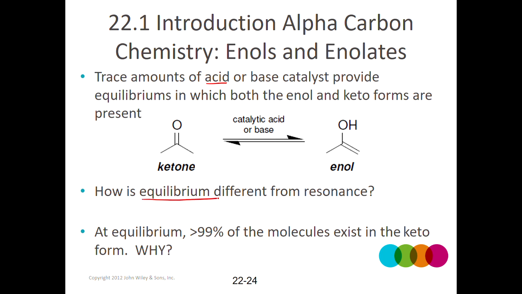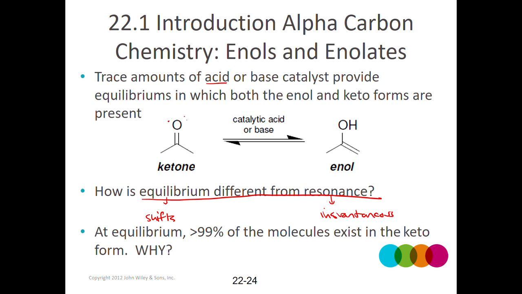Obviously, equilibrium is very different from resonance. Equilibrium shifts back and forth. Resonance is instantaneous. Resonance involves extended molecular orbitals where the electrons spread out. Equilibrium is not just a molecular orbital where the electrons spread out over multiple atoms.